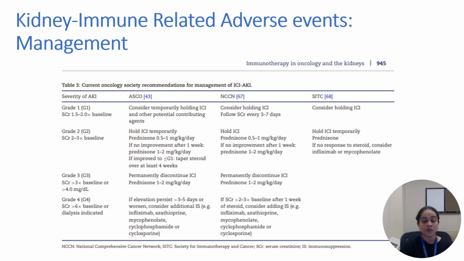Whereas grade 3 and grade 4 AKI are more severe, in which case permanent discontinuation of the medication is appropriate. And in grade 3 AKI, one can even start steroids at a higher dose of 1 to 2 milligrams per kilogram per day, whereas for grade 4, additional immunosuppression is recommended.